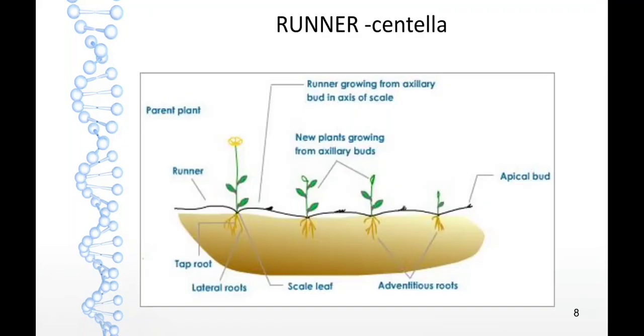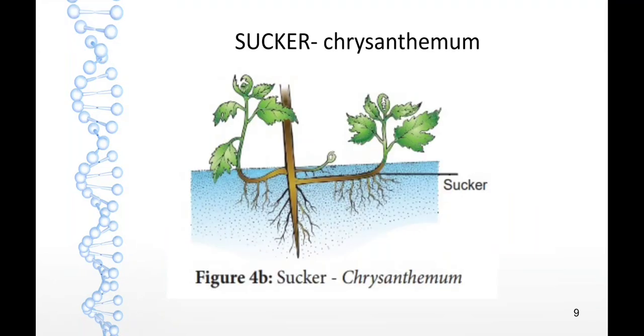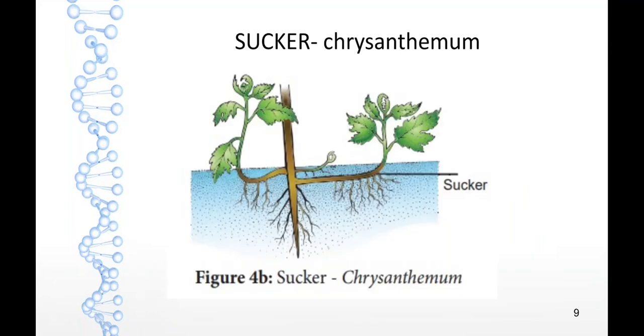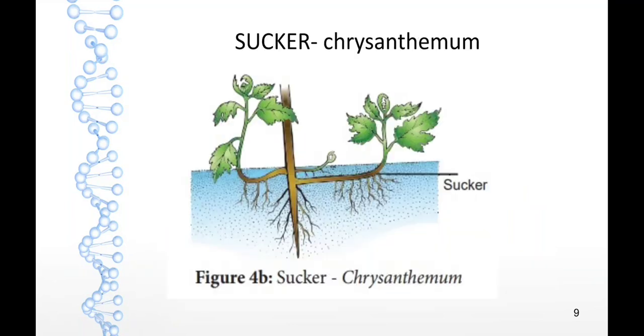First, runner. As seen in this image, a lateral branch arises from the axillary bud of the existing plant and upon touching the ground, it produces new leaflets. So this is runner. The common example for runner is centella. Next is the sucker. Sucker is also similar to runner, but the difference is that sucker is under the soil and runner is above the soil. The common example for sucker is the chrysanthemum.